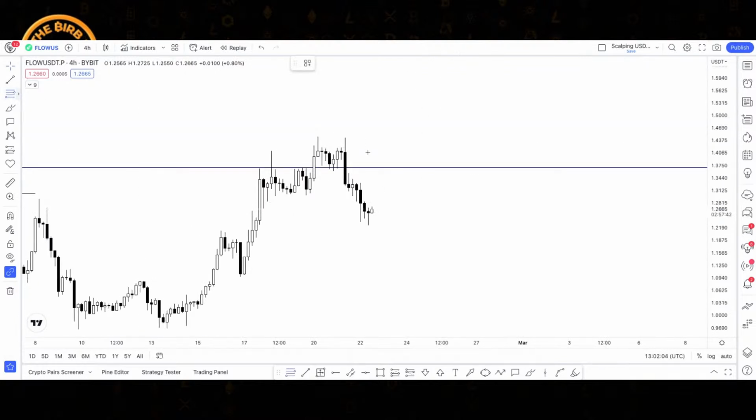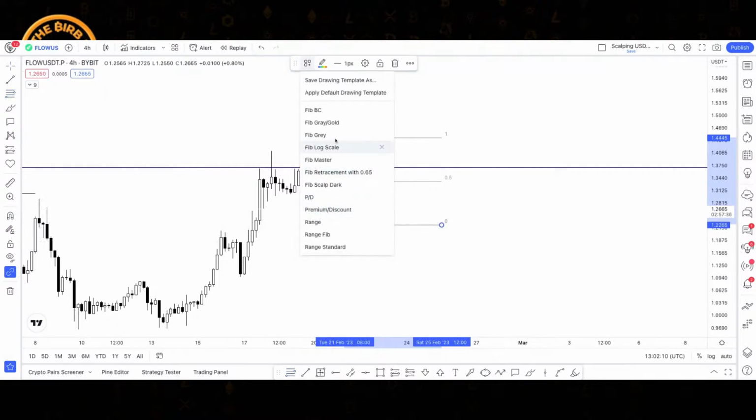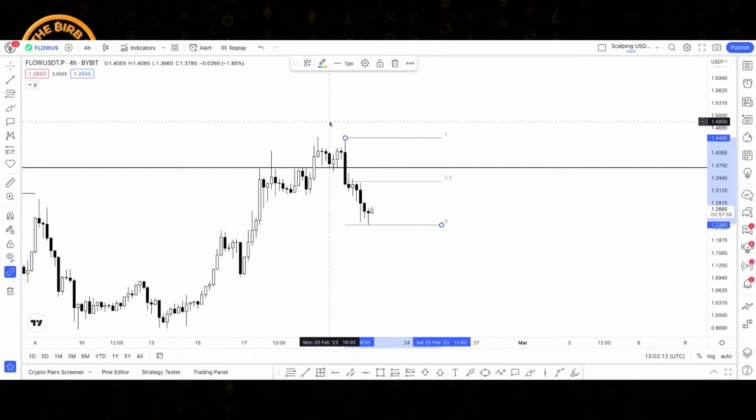I'd be taking a Fibonacci. And obviously, if this is the bottom of the drop, if this continues to drop further, then we need to adjust our fib. Right? And the key thing here I'm looking for is the equilibrium, the 0.5, or the golden pocket, the 0.66 and the 0.618. If price is pulling back to here and starts showing weakness around here, then we can look for it to sell off.